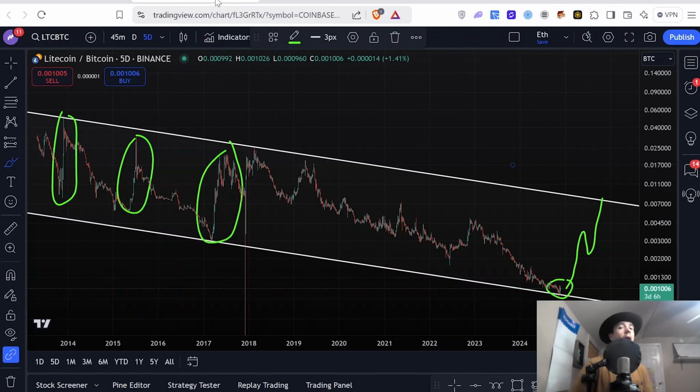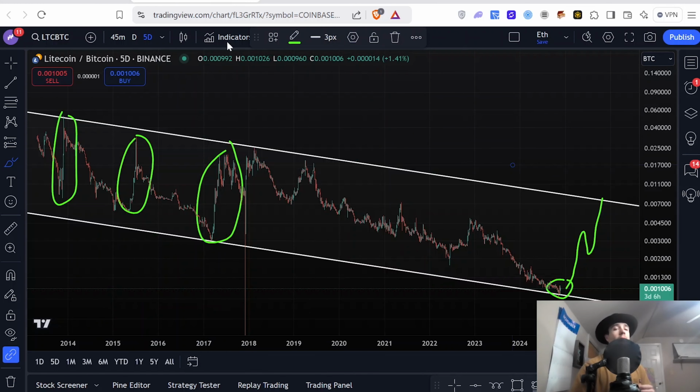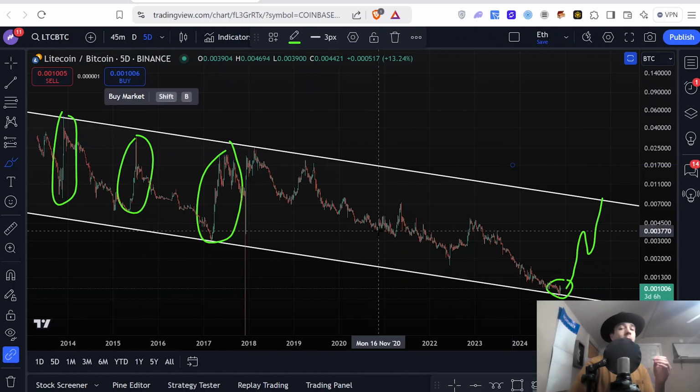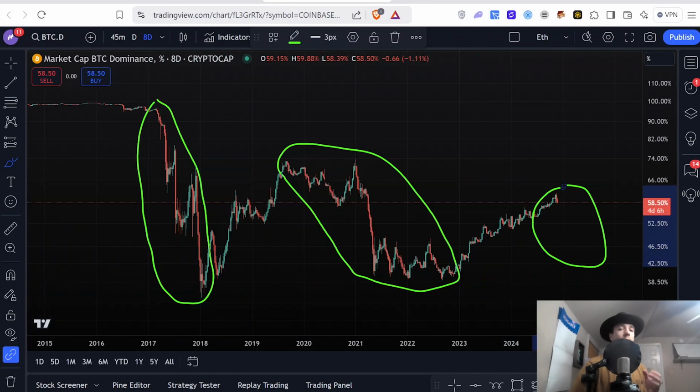So I'm super excited about the price of Litecoin versus the dollar, as well as the price of Litecoin versus Bitcoin. I do believe we will see a bullish move on both of these charts, and I do believe that Bitcoin dominance will top out at some point. Who knows exactly when, but it will top out. It does every single bull market as people start to think in terms of risk on.